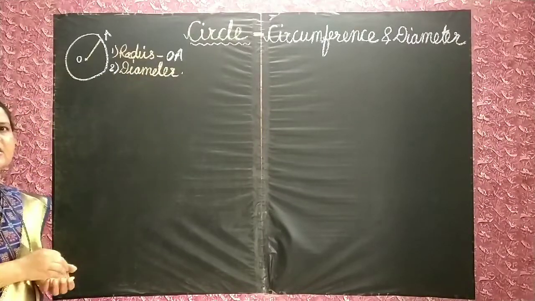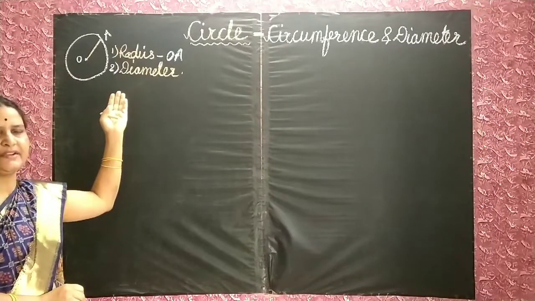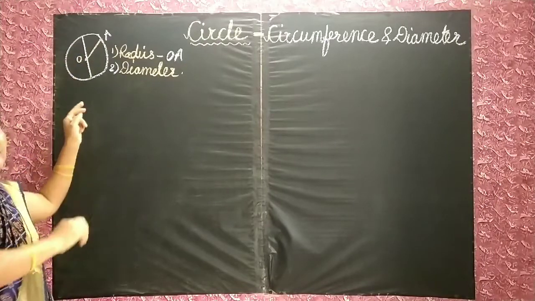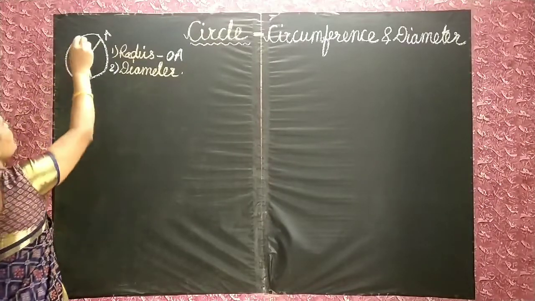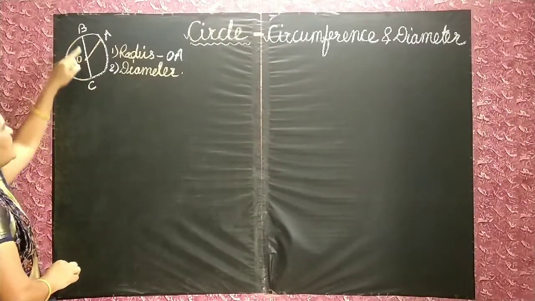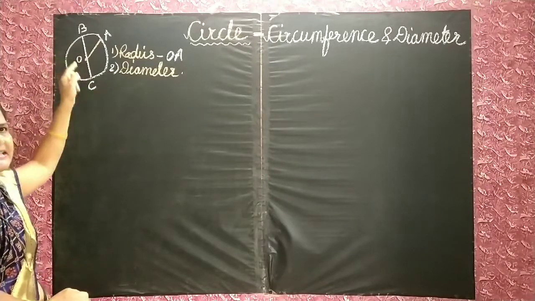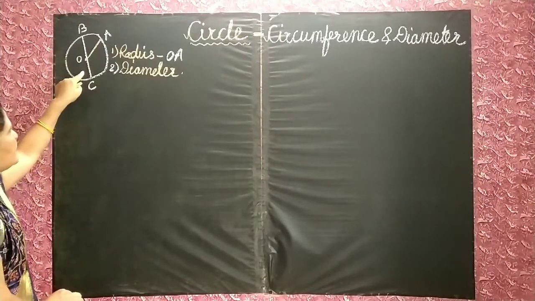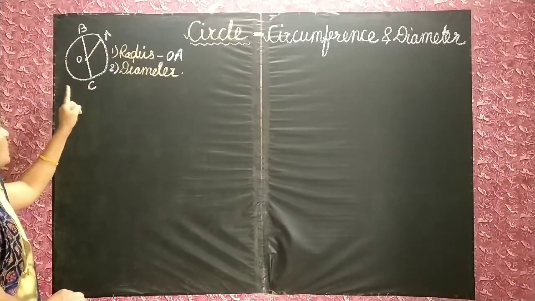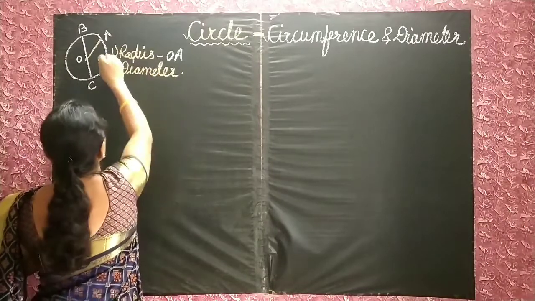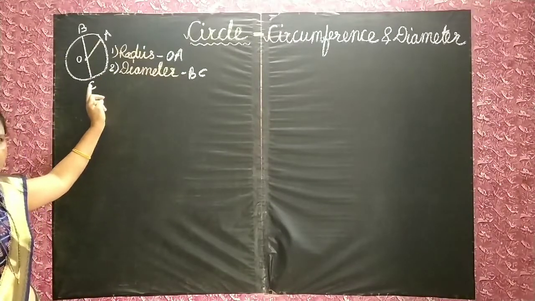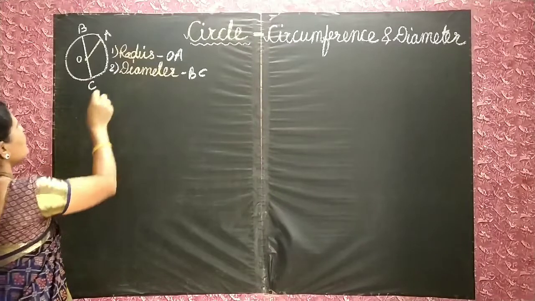Now here, the diameter of a circle is a line segment which passes through the center of the circle and whose endpoints lie on the circle. Suppose the endpoints are B and C. These endpoints lie on the circle, and this line segment passes through the center. This is called the diameter. So here segment BC is the diameter of the circle. Got it?